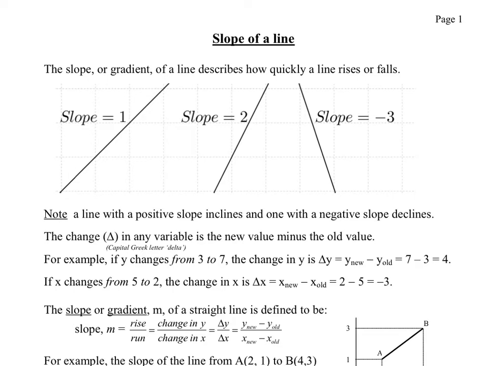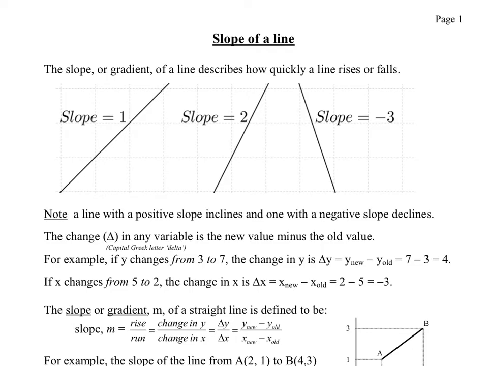This line over here, notice that the slope is negative because it goes down to the right. So it's going down by 3 and across by 1. 3 divided by 1 is 3, but since it's going down, it's negative 3.